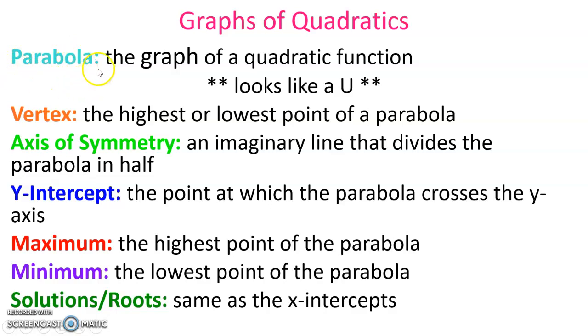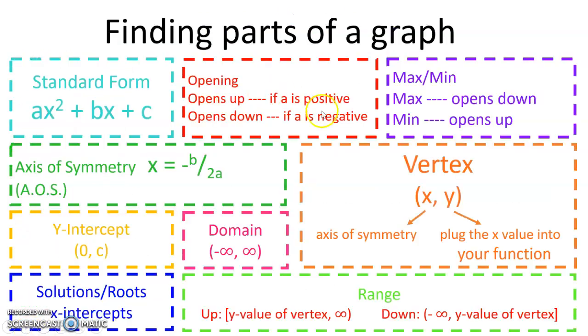This word right here, pronounced parabola. Some people call it parabola, but no, it's parabola. The graph of a quadratic looks like a U. Vertex, highest or lowest point of the parabola. Axis of symmetry cuts the parabola in half. Y-intercept, well, we've dealt with that before. Solutions and roots, same as the x-intercept, so we've dealt with a lot of this stuff, okay? And again, I'll go into more depth on this stuff when we get there, okay?